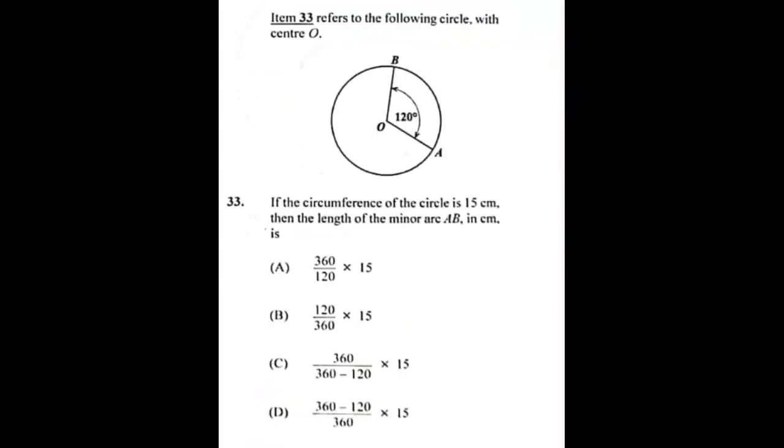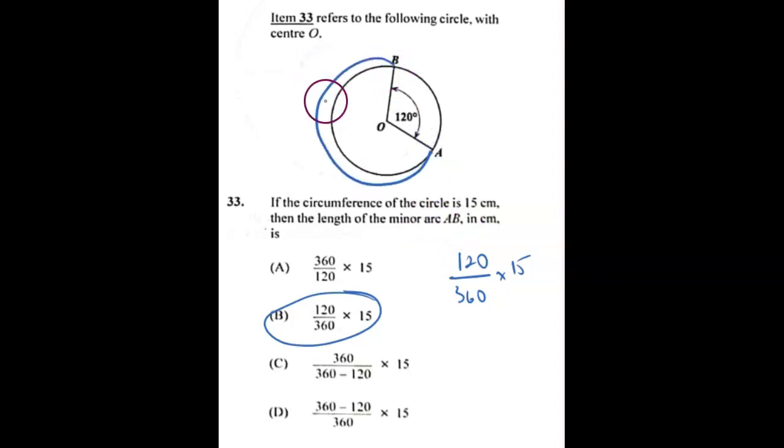In number 33 now we deal with circles. If the circumference of a circle is 15 centimeters and the length of the minor arc is, well, if this whole circumference around here is 15, then this is just 120 of that, so it will be 120 over 360 multiplied by 15. And which one gives us that? That will be here, right? If they had asked for the major arc, that would have been this side here, right? So then we would have been taken away. So B is the answer for 33.